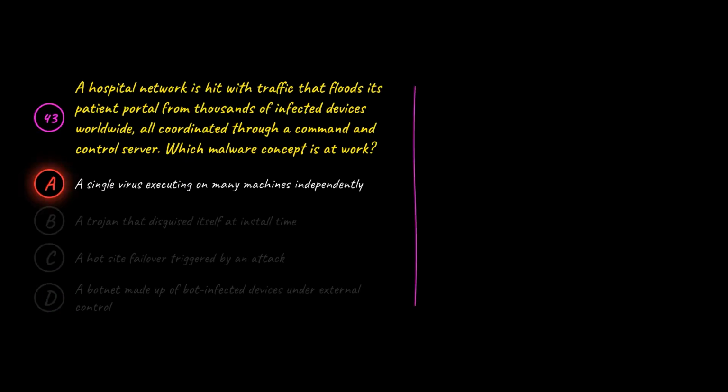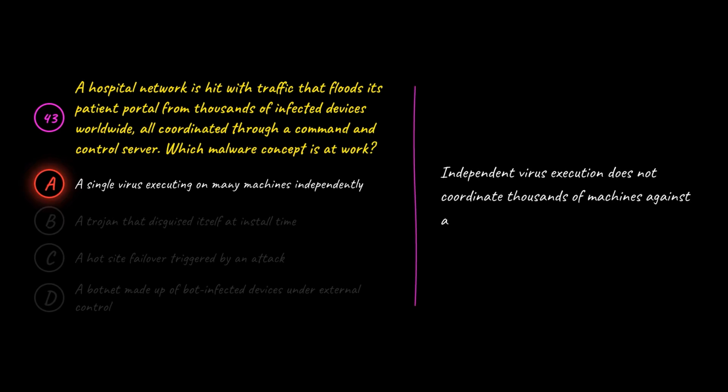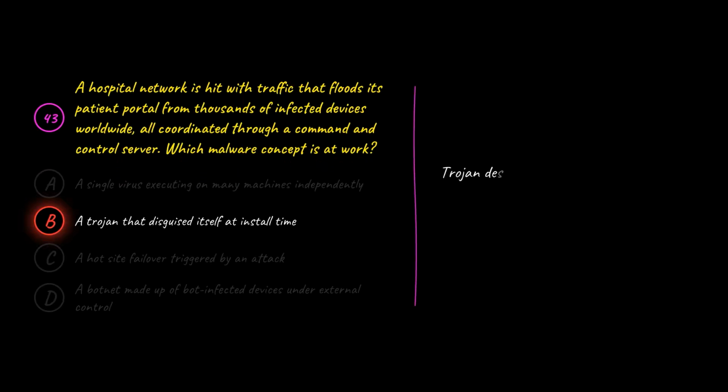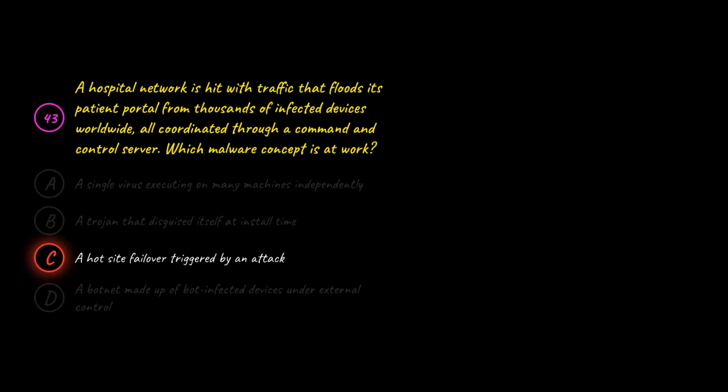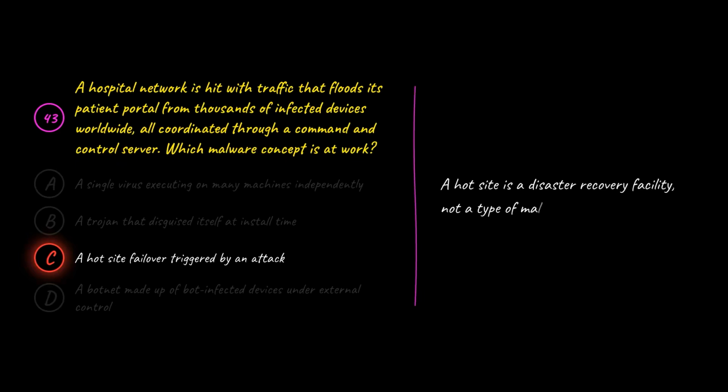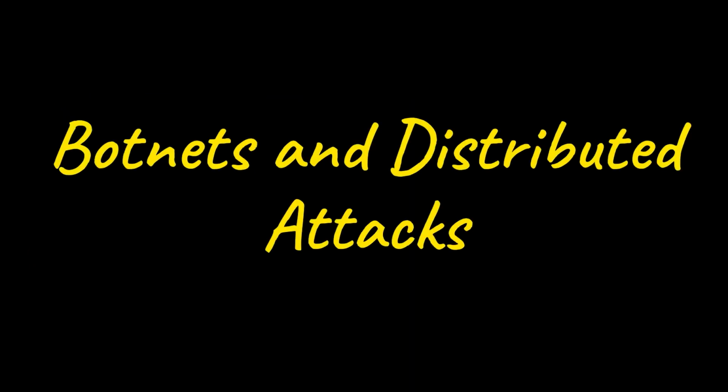A is wrong because independent virus execution does not coordinate thousands of machines against a single target at the same moment. B is wrong because Trojan describes the install mechanism. The coordinated flood behavior is botnet behavior. C is wrong because a hot site is a disaster recovery facility, not a type of malware or attack. A botnet is a network of attacker-controlled machines working in coordination.